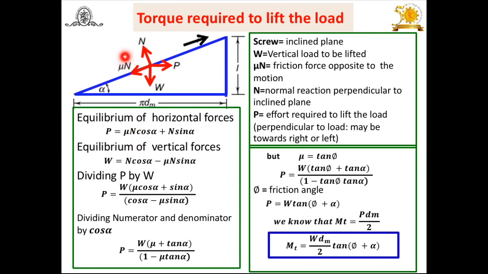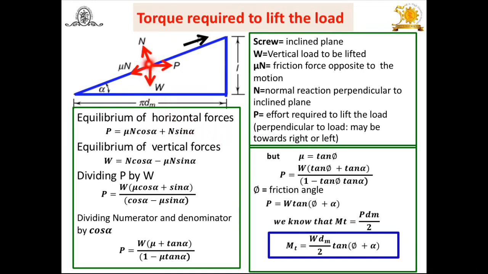μN cos alpha, this component, the adjacent side, μN cos alpha plus, it is written as equal to because it is opposite. Plus, now here look at this N, which is perpendicular to the inclined face. So we have to find out the sine component here, N sin alpha. The equilibrium of horizontal forces: you will get P = μN cos alpha + N sin alpha, equation number 1.